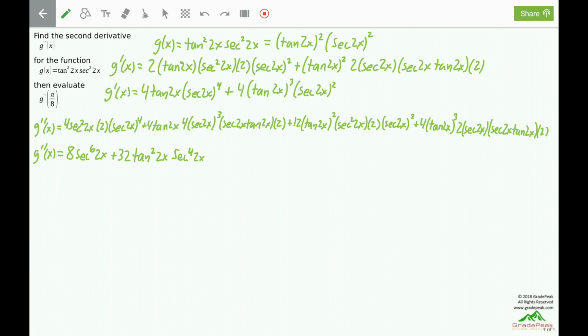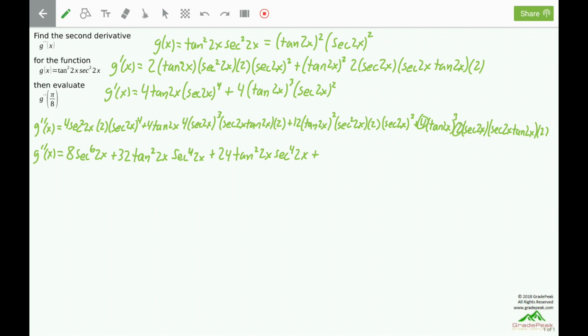The third term, we have a 12 and a 2. That'll be a 24. We have a tangent squared of 2x. And we have a secant squared and another secant squared. That'll be secant to the fourth of 2x.